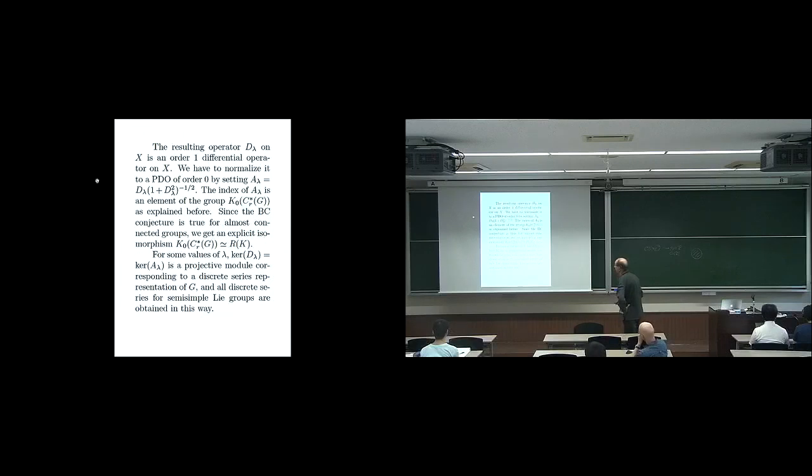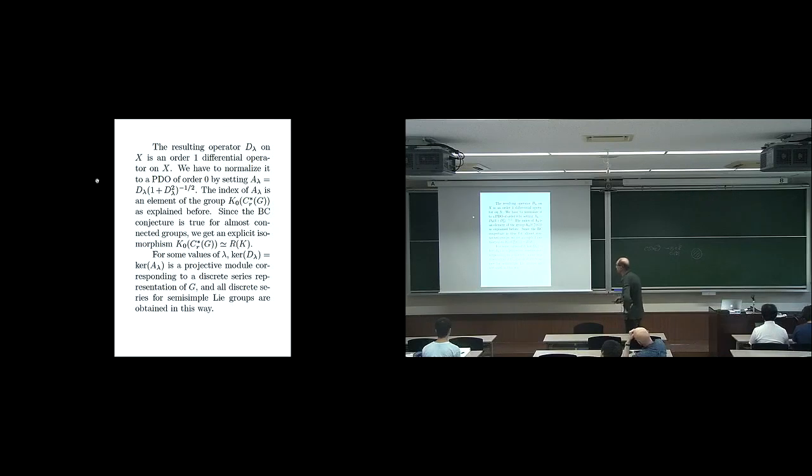And you can reduce the Dirac operator to order 0 by using this kind of operator; you just normalize it in this way. It becomes order 0, and you consider the index in this group. This gives you, for each element of R of K, an element of this group, which is exactly the Baum-Connes isomorphism, which is called Dirac induction.